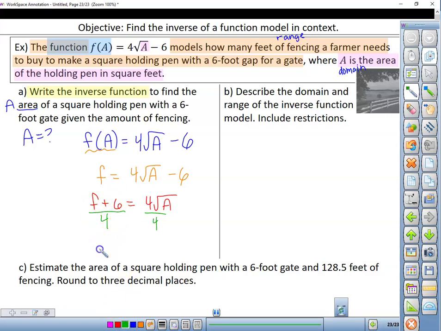So now we have the square root of A equals f plus 6 all divided by 4. Just switched my sides. And then we're going to square both sides to undo our square root, which is our exponent situation. And the square and square root undo each other, giving us A equals. I'm going to put that over here.